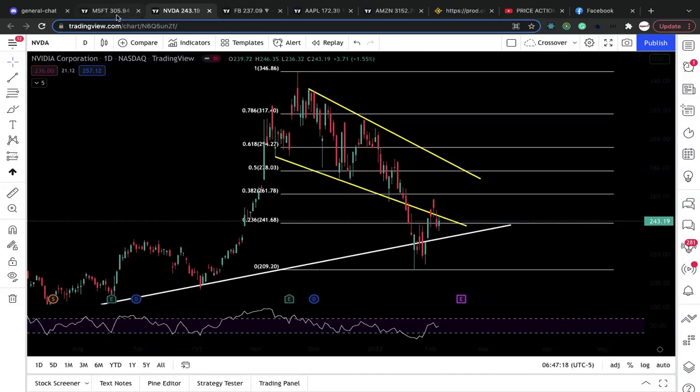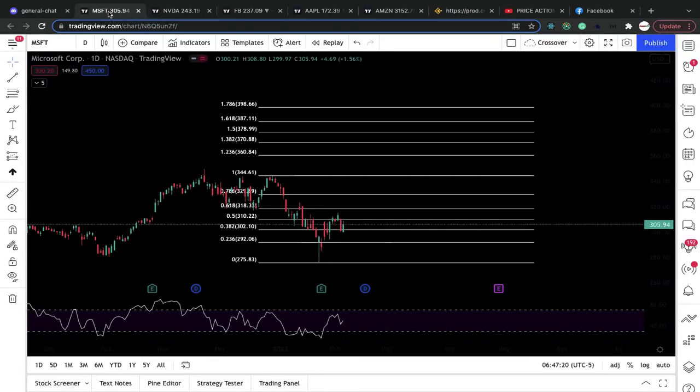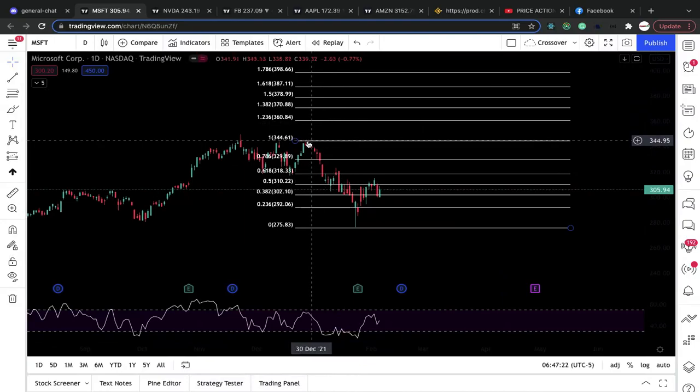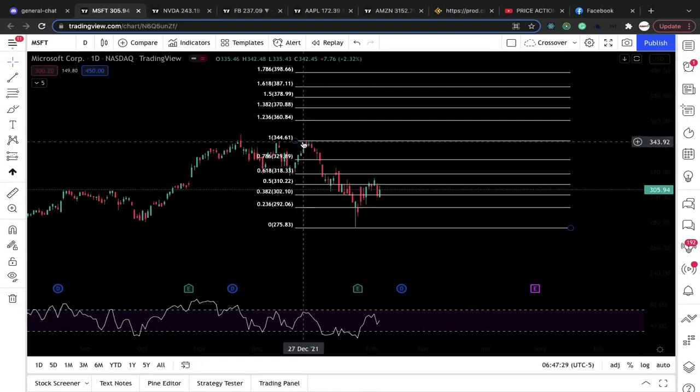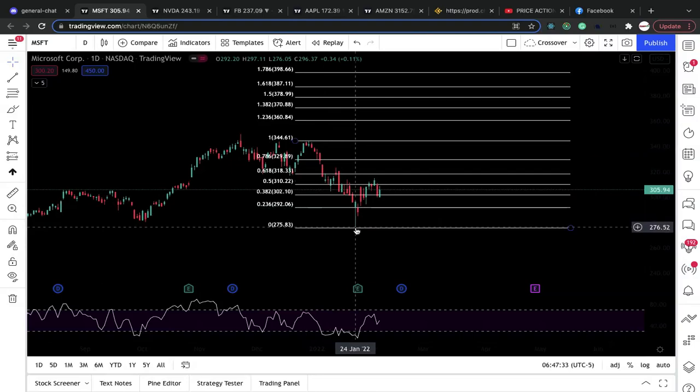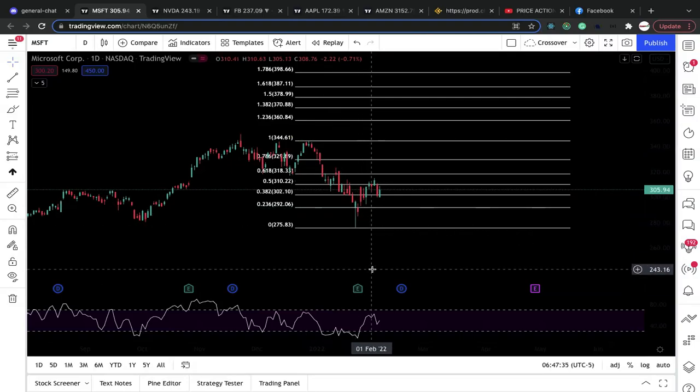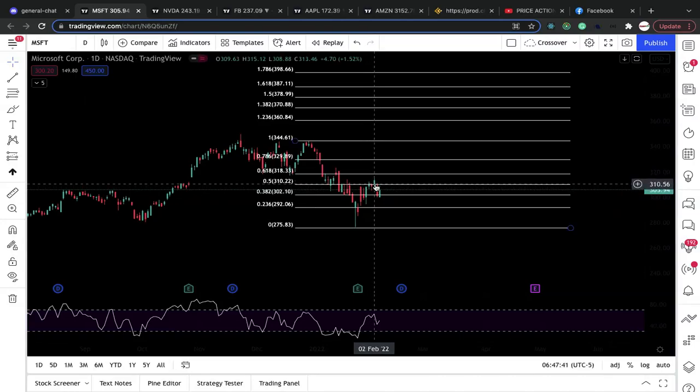Now, last but not least, I'm going to talk a little bit about Microsoft. Yep, the pivot high. This is a downtrend right here. I did the fib level like a downtrend. So swing high up here, 344.6 around there. Swing low, around 275.83.